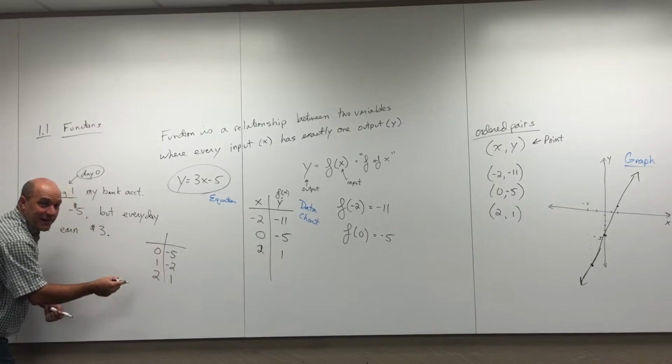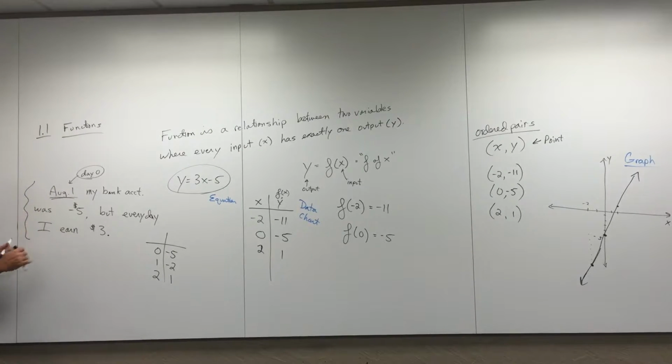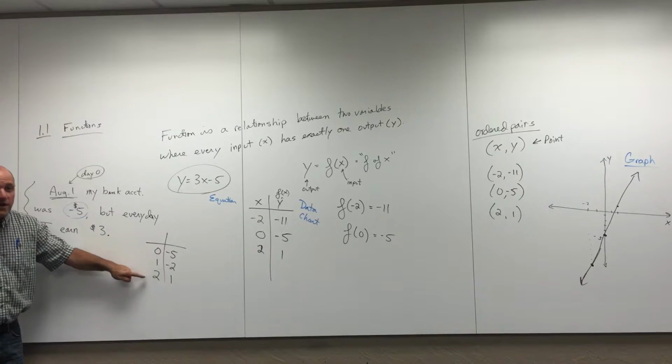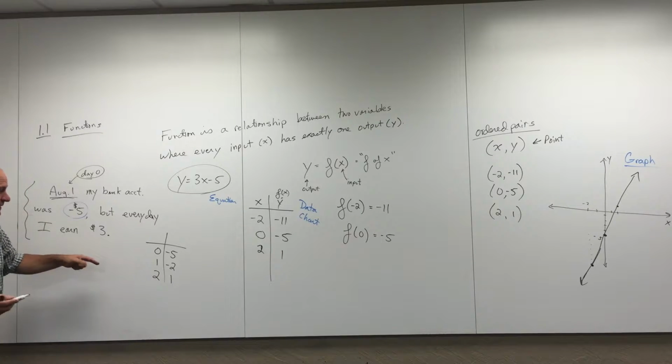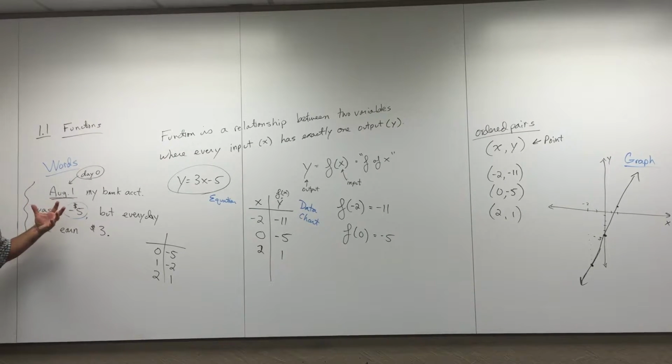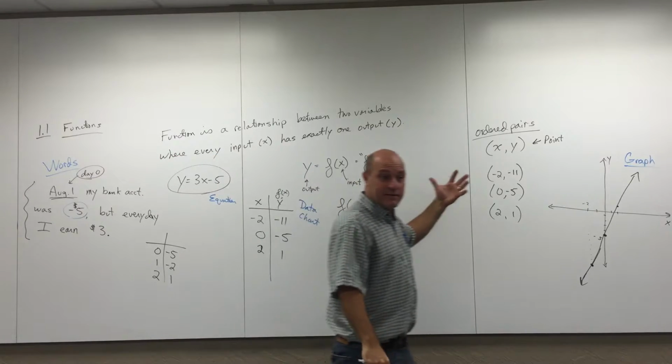Two days later, how much money did I have in the bank? $1. And maybe you can tell that what's going on in this word problem is it started at negative $5. And then I've got, listen to this word, a rate of change. The data is changing every day by how much? $3. It had a starting point, and then it's changing every day by $3. Guess what? This is not some new function, is it? This is the same function we've spent 20 minutes discussing here.